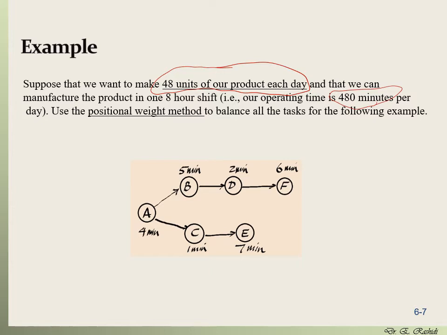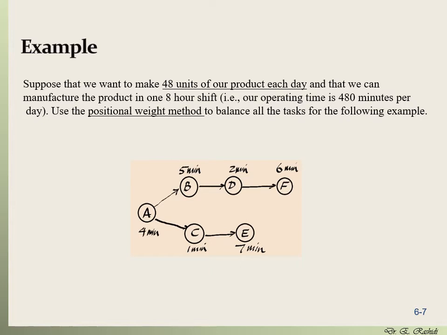Use the positional weight method to balance all the tasks for the following example. This is the example. We have 6 tasks here, as you see. The precedence diagram is shown here, and you also have the processing time of each task. So use the positional weight method to balance these tasks, this line. So please pause.